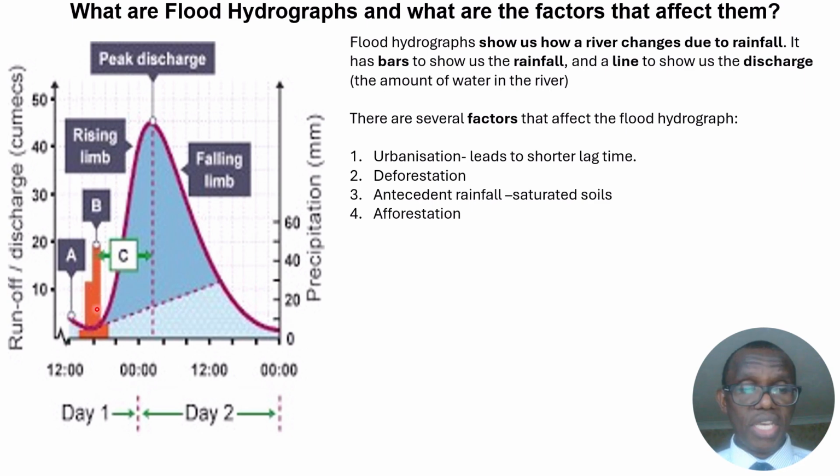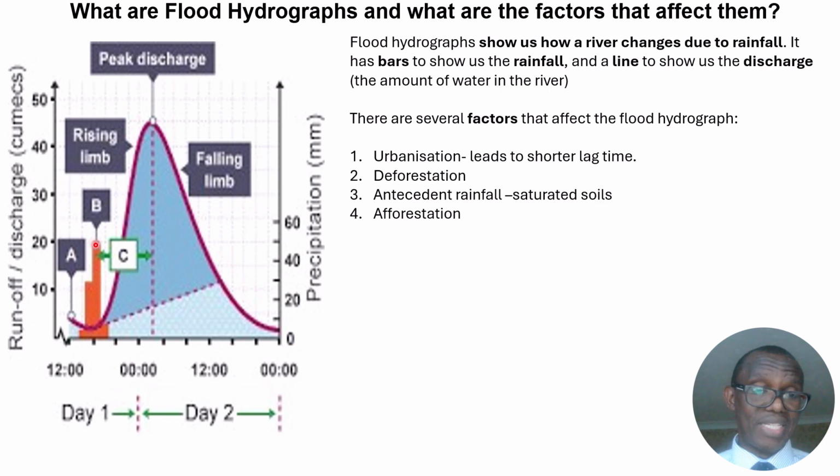Now, these bars here, shown by B here, or labeled as B rather, this bar here is the rainfall. And this here at the top part of this bar shows us the peak rainfall.